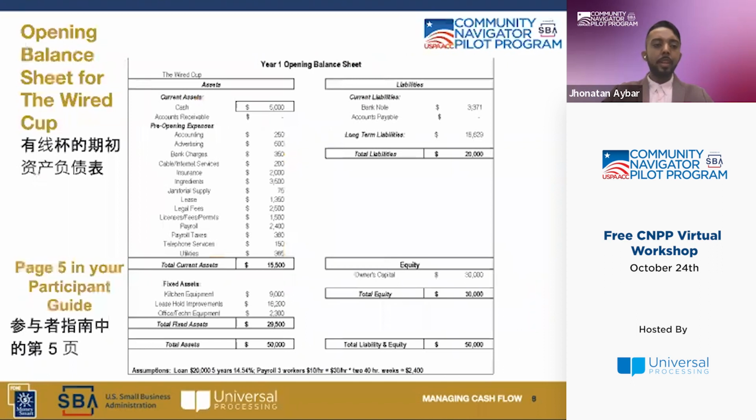So to begin, let's review the opening balance sheet for the Wire Cup. Please go to page number 5 of your participant guide so that you can review this more closely. I don't know if the resolution allows you to read it clearly on the screen, but if you can see it clearly on the presentation, please open your participant guide so that way you can follow along.